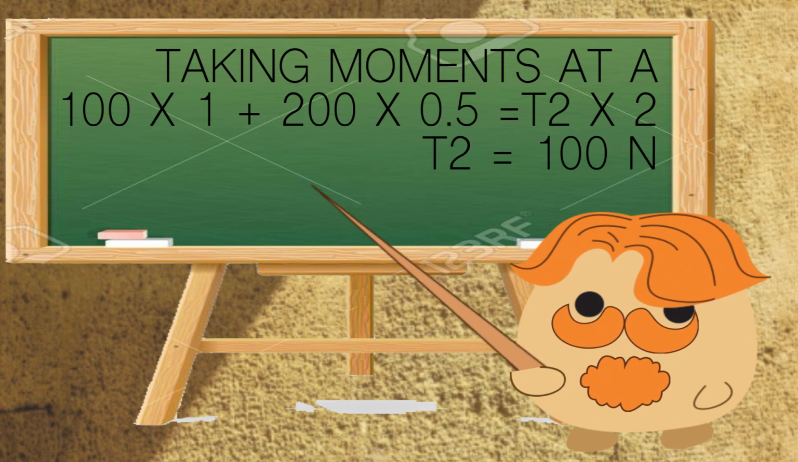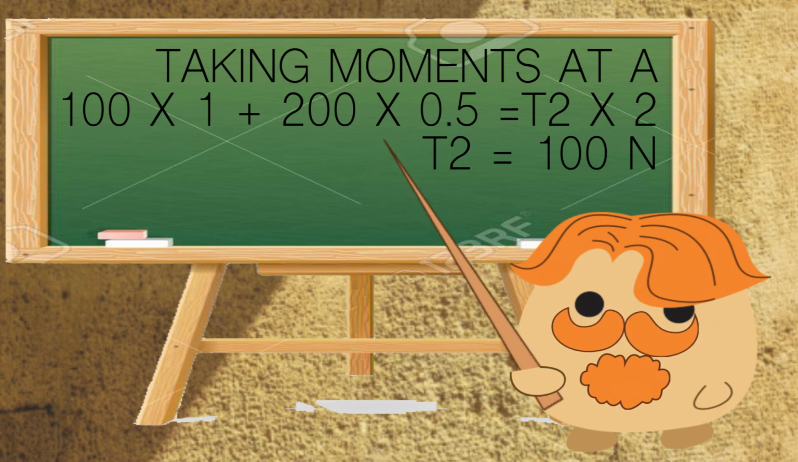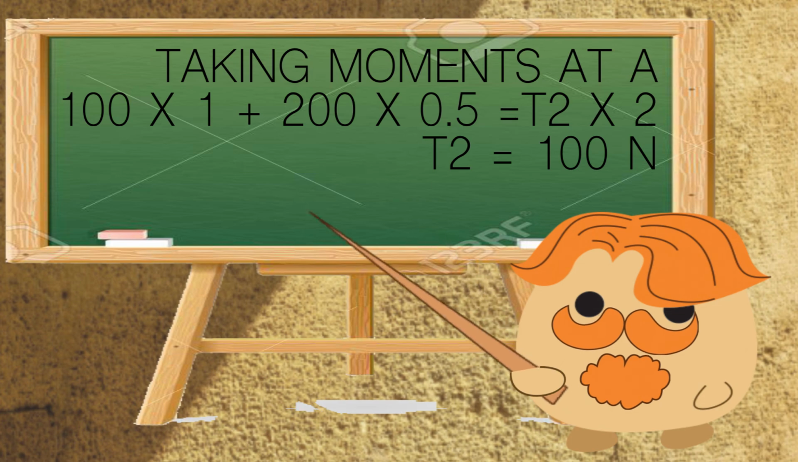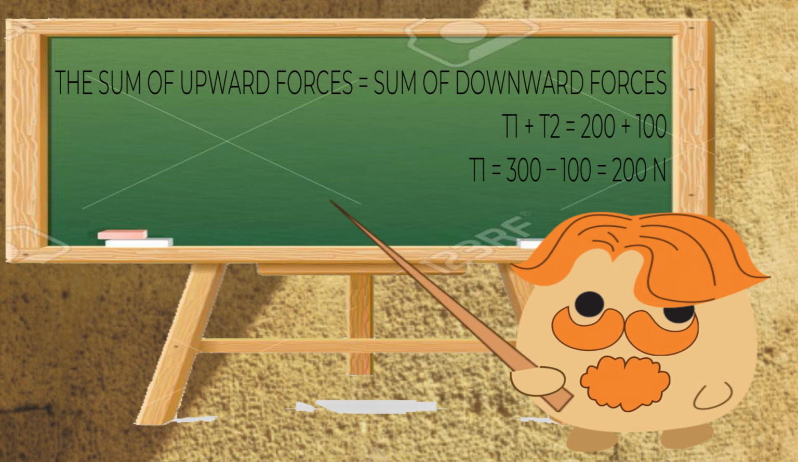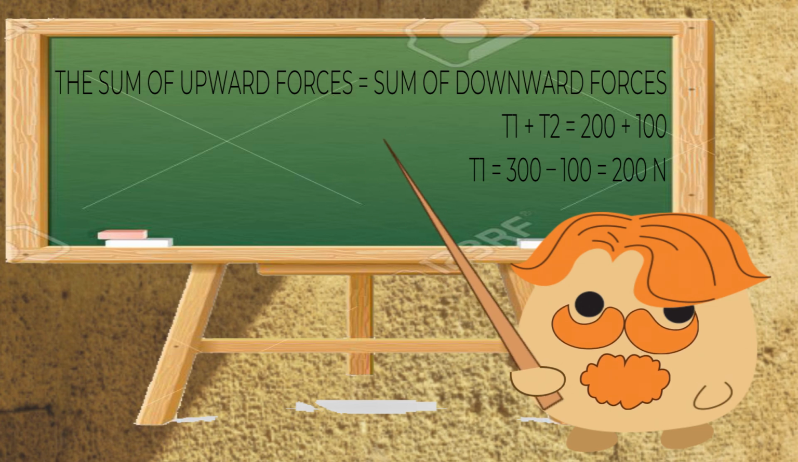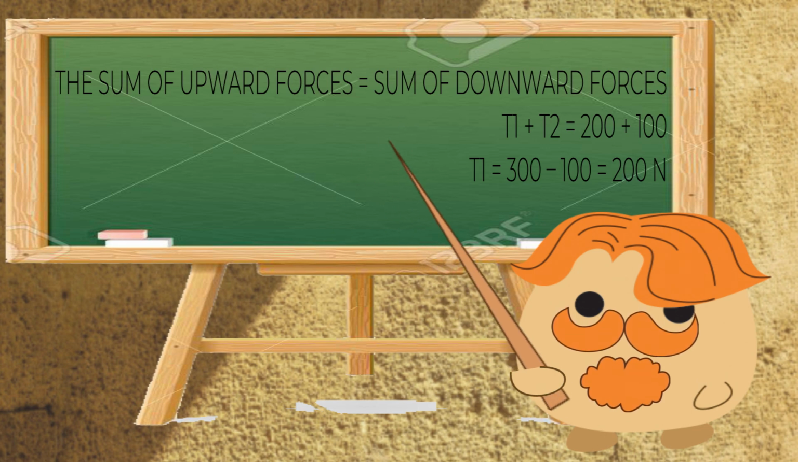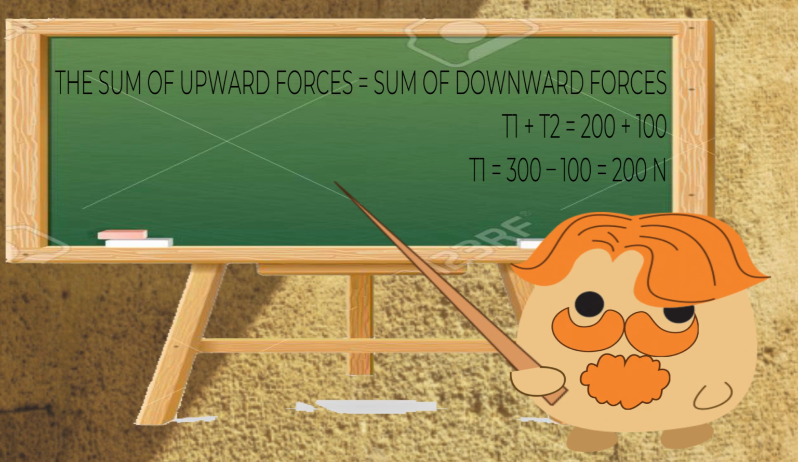First, we take the moments at A. 100 times 1 plus 200 times 0.5 equals T2 times 2. T2 equals 100 Newton. The sum of upward forces is equal to the sum of downward forces. So T1 plus T2 equals 200 plus 100. T1 equals 300 minus 100, which equals 200 Newton.